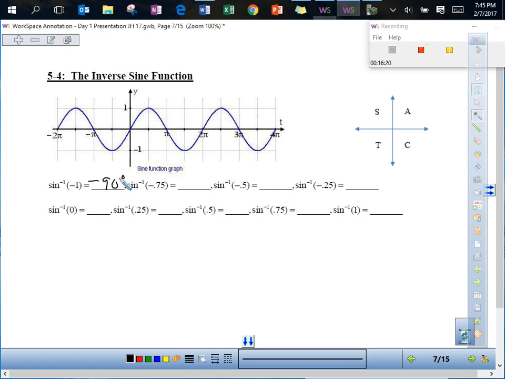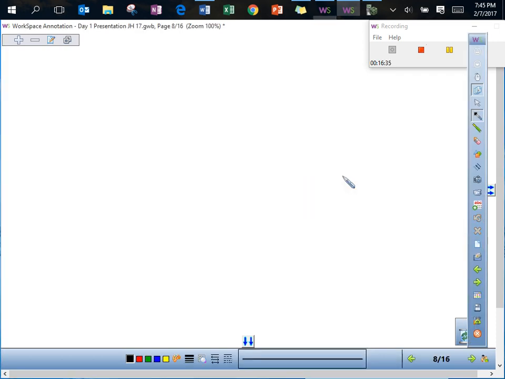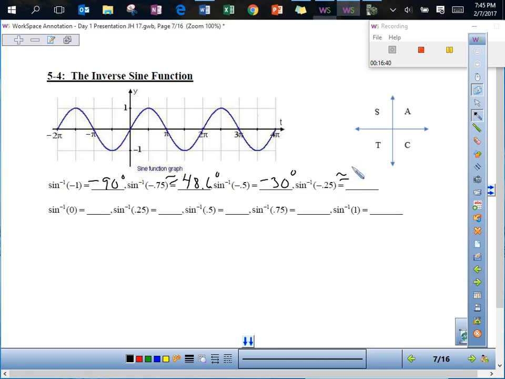When I went inverse sine of negative 1, I got negative 90 degrees. And then I got about 48.6 degrees. And then I got negative 30 degrees. And then I got about negative 14.5 degrees. And then I got 0. And then I got about 14.5 degrees again. And then I got 30. And then I got about 48.6.